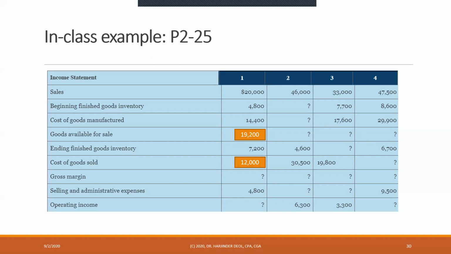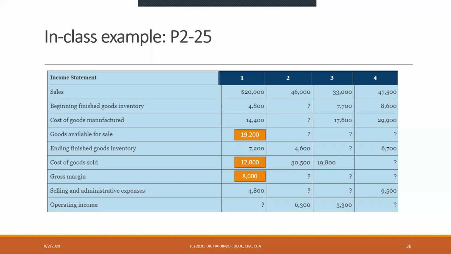So if we had sales of 20,000 and our cost of goods sold is 12,000, another way to put that is we sold goods that cost 12,000 for 20,000. So we sold them at a profit. How much? The difference, $8,000. And that's our gross margin before accounting for operating expenses.